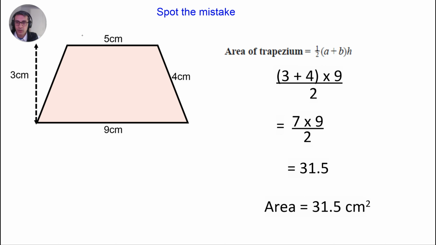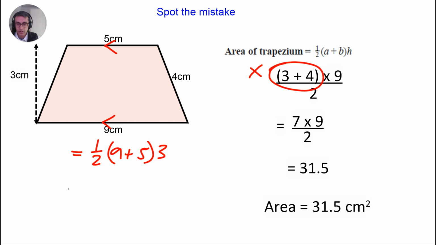Okay, so spot the mistake with this question. Alright, so the formula is fine, and then we've got two parallel sides, 5 and 9, but we can see this person used the non-parallel sides. The 3 isn't even actually the length of one of the sides, it's the distance between the parallel sides. So that's the mistake here. What it should be is half 9 plus 5 times the distance between them, perpendicular distance is 3, and then you can do that with a calculator or just using pen and paper.